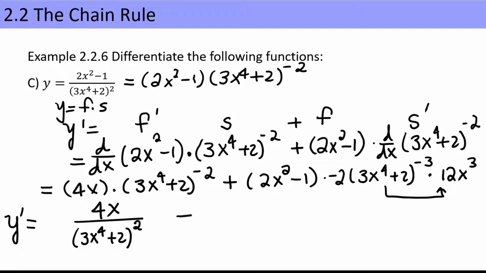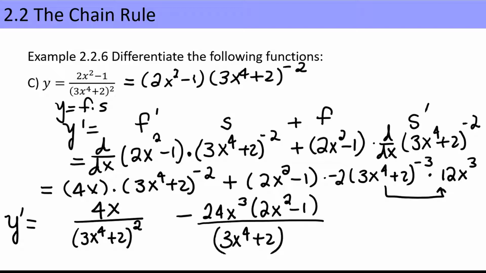Now let's look at the second set of terms. So we have a negative, right, minus 2. Let's multiply the negative 2 with the 12x cubed, so I'll have 24x cubed. We have the factor of 2x squared minus 1, and in the denominator, we'll take the 3x to the fourth plus 2, and it was negative 3 in the numerator, so it will be positive 3 in the denominator.